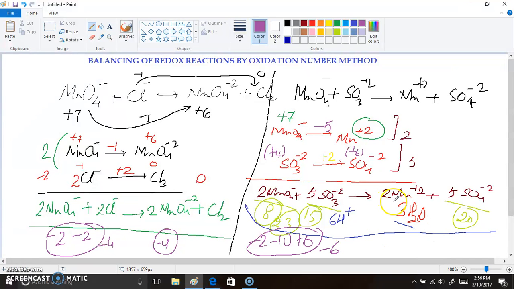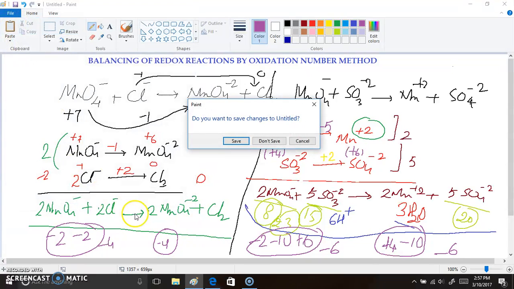And on the product side you can see 2 Mn2+, that is +4. And 5 SO4 2- again gives -10. Water is neutral, no charge. So +4 -10 is again -6. So reactants -6, products -6. So overall it is balanced. In this way you are going to solve this. It's a very simple method and an easy one also. I will give you one more.